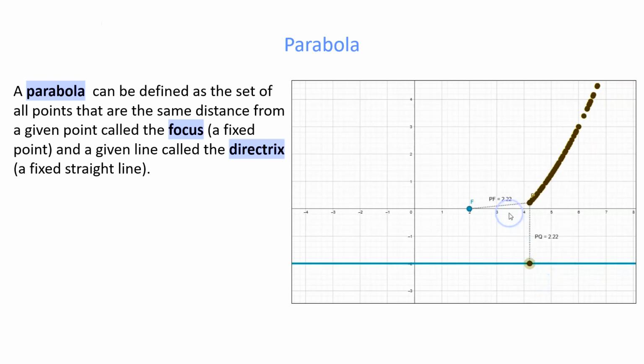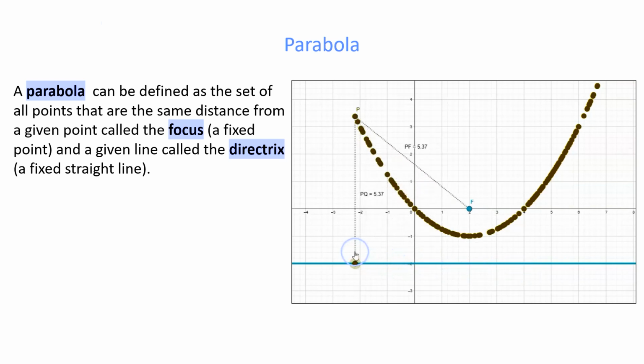If I just pause there, you can see that the distances are remaining the same, and this is the path it's beginning to trace out. And you can see this makes a parabolic shape. So as the point P moves around with the condition that it's the same distance away from the focus and the directrix, you can see the shape it makes is a parabolic shape.